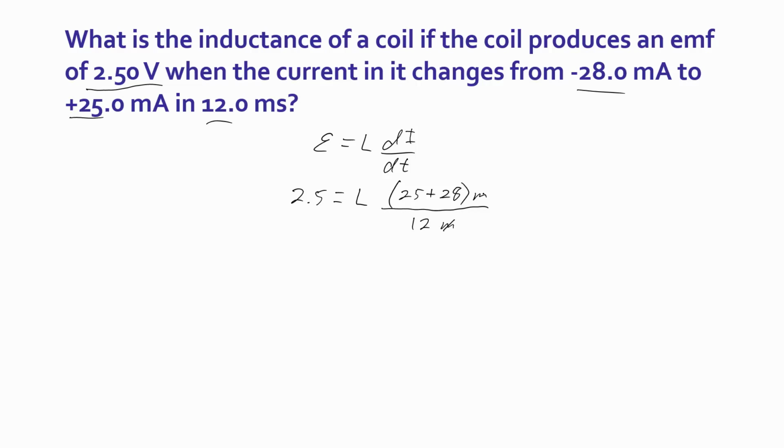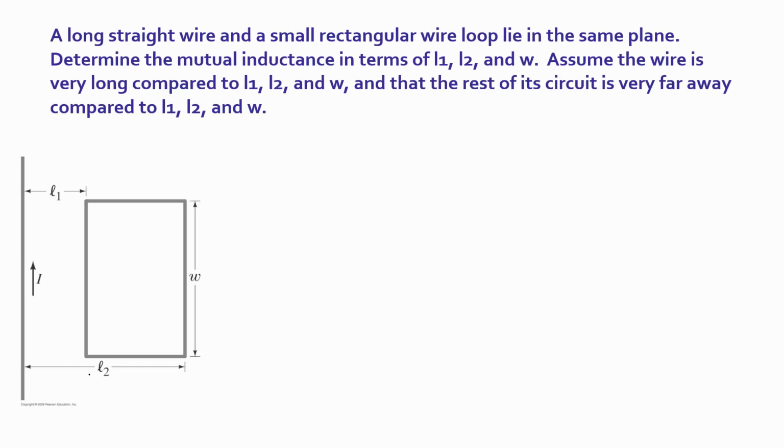So my millis will actually cancel. And I do a little bit of quick algebra, and I can solve for the inductance, and I get 0.566 henries. So nice, quick, easy calculation there. This next one is a little longer.